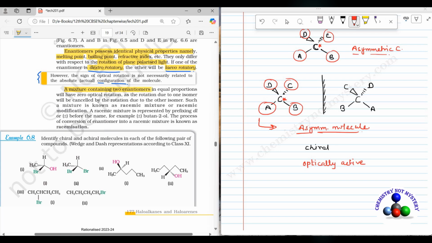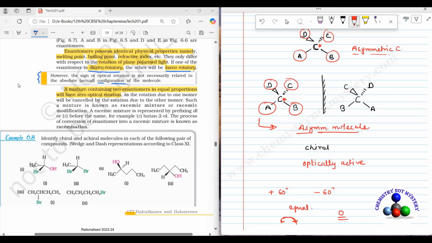A mixture containing two enantiomers in equal proportion will have zero optical rotation. As we have learned earlier, if one isomer rotates light in the right direction and the other isomer rotates light in the left direction, the rotation will be the same, only the direction will be different. For example, one will rotate light 60 degrees right and the other 60 degrees left. So when you take both molecules in equal amount, one will rotate light to the right and the other will rotate it back. So the resulting rotation will be 0.